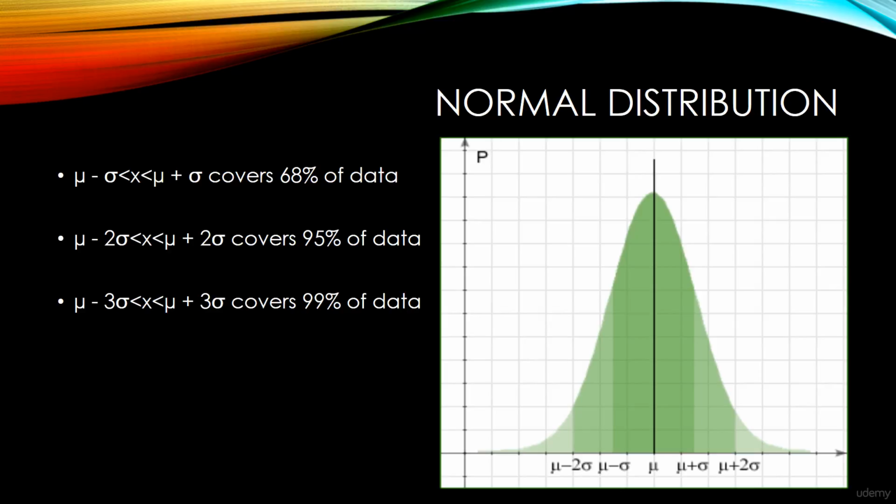Mu minus sigma less than x less than mu plus sigma covers 68% of data. Mu minus 2 sigma less than x less than mu plus 2 sigma covers 95% of data. Mu minus 3 sigma less than x less than mu plus 3 sigma covers 99% of data.